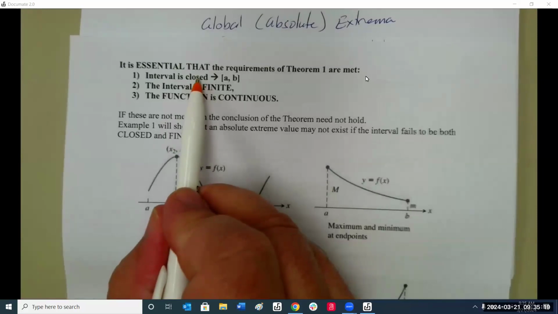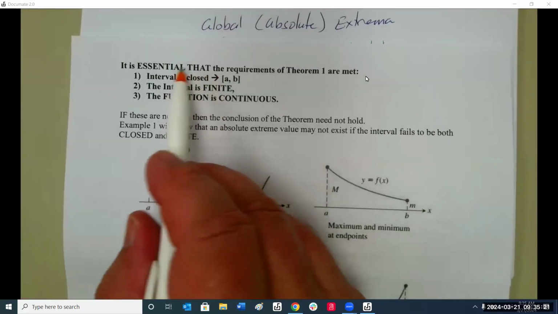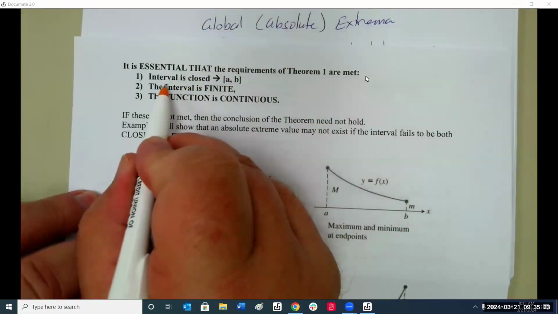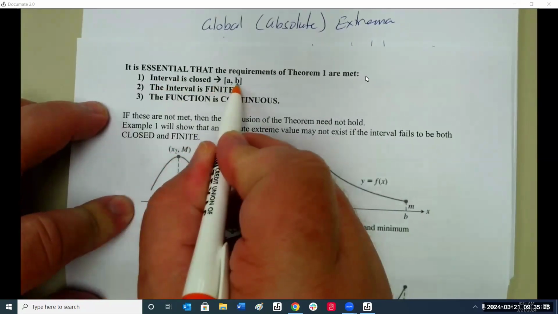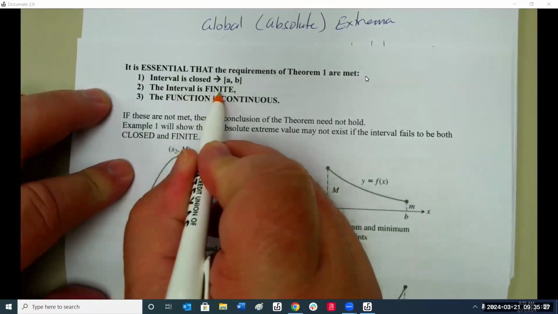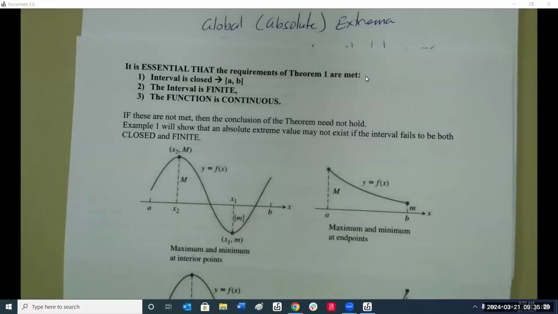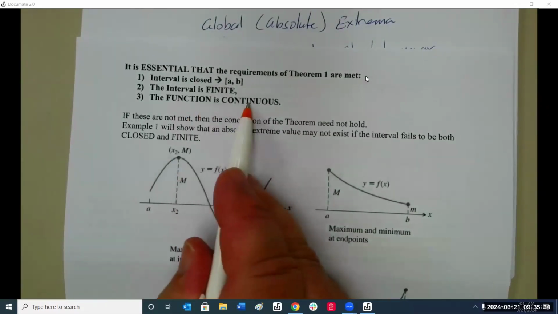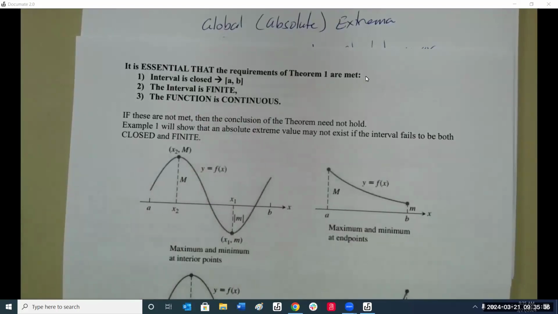Because it's essential. These are the notes I was going to give you guys. It's essential that the function is on a closed interval, the domain is a finite domain, and the function is continuous. Those have to be true.